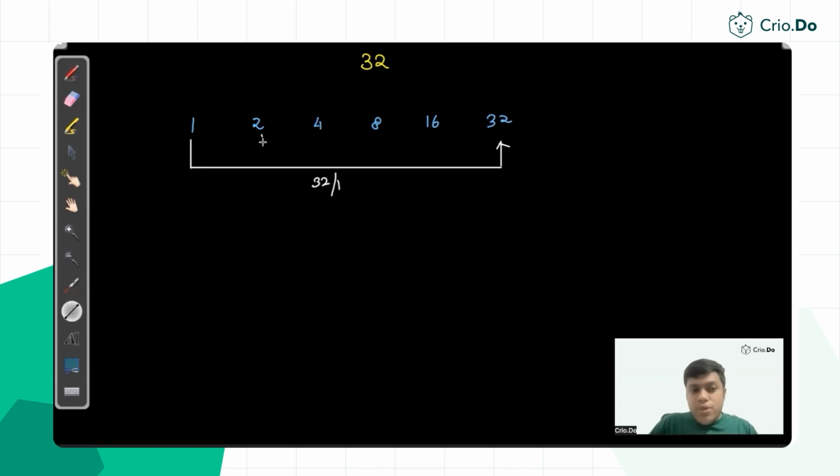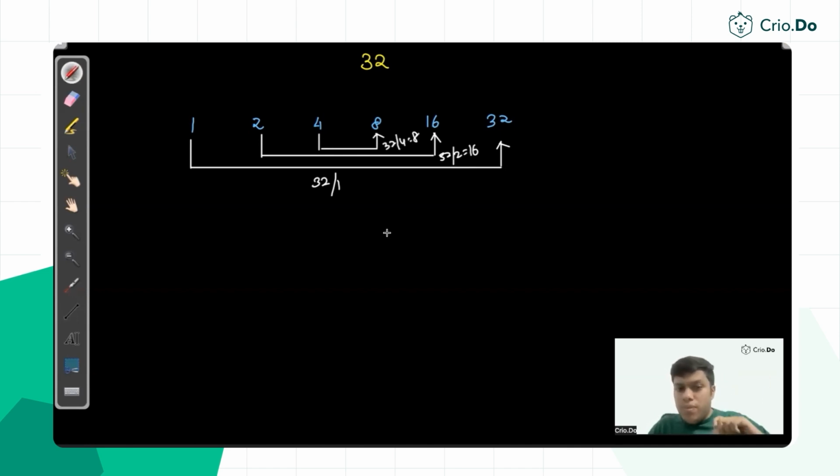Same goes if 2 is a factor of 32. Same goes with 32 divided by 2, that is 16, which will also be a factor. Similarly, if 4 is a factor, then on the same ground, 32 divided by 4, that is 8, is also a factor. So this is the observation: if number x is a factor, then number n divided by x is also a factor, if I am saying that number n is 32.